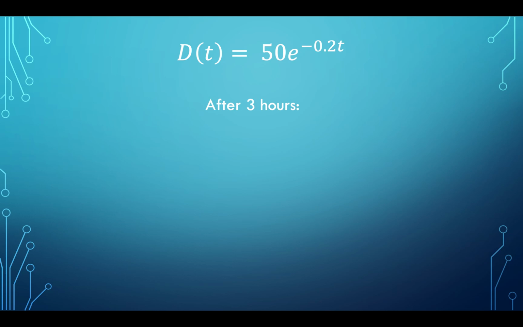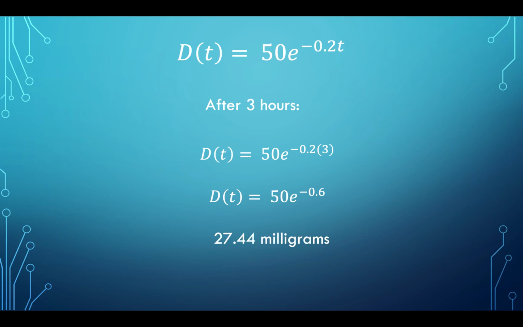Where are we going to put the 3? The only spot to plug a 3 in is this t up here. So we're going to do 50 times e to the negative 0.2 times 3 power. Negative 0.2 times 3 gives us negative 0.6. Remember, what I like to do is do e to the negative 0.6 power, get your answer, and now multiply that answer by 50. Once we do that, we get 27.44 milligrams.